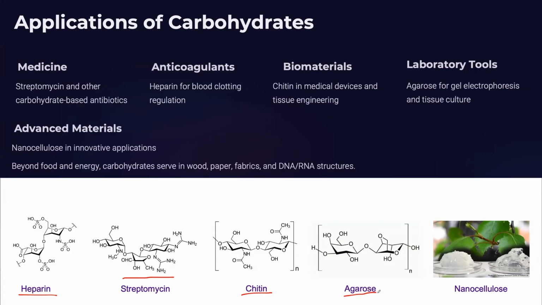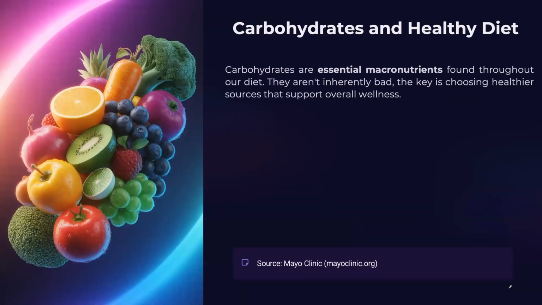Almost everyone uses in the lab gel electrophoresis, which is agarose gel. More recently, it's also emerging as an important component for tissue culture. Beyond food and energy, carbohydrates are almost in wood, paper, fabrics, DNA structure. The emerging nanocelluloses, cellulose nanocrystals, nanofibrillated celluloses, are used in several innovative applications.